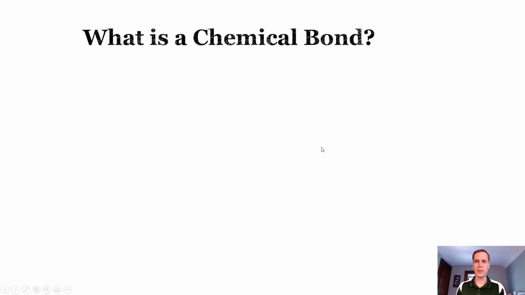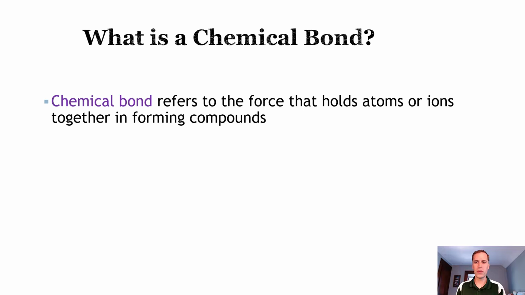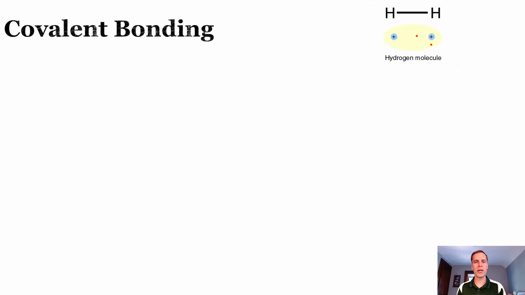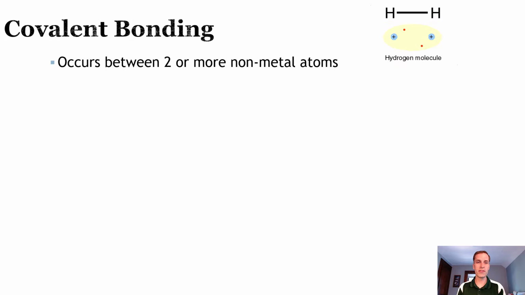So when we think about a chemical bond, you probably know some things about this already. A chemical bond is really a force that holds atoms or ions together, and that's what creates compounds. And it turns out that there are actually different types of bonds, but all of them involve valence electrons. And so we'll look at those just a little bit more to try to understand some of the different kinds of bonding that exist. Most of the time when we think about a bond, we tend to think about covalent bonding. That's essentially a sharing of electrons.